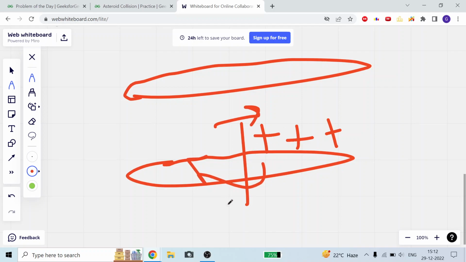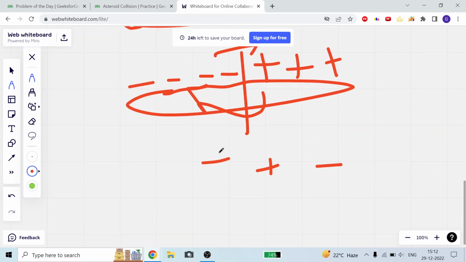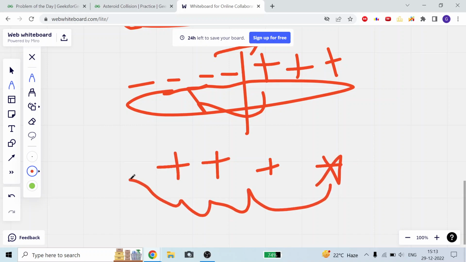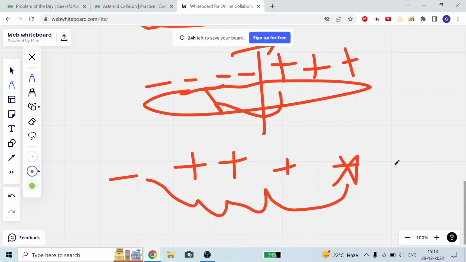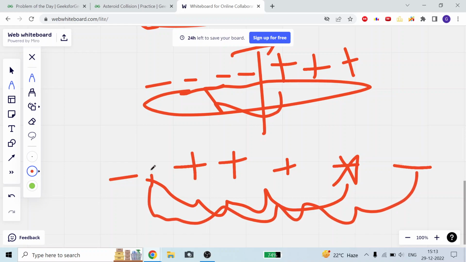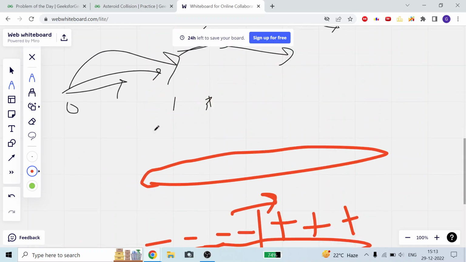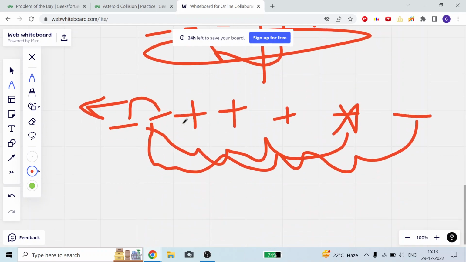So what will happen? This part will contain only minus elements, because after doing all the collisions, this is minus and this is plus. Suppose there are many plus ones: either it will explode, or it will pass through each of them and come here. Once it has passed all the asteroids in the array, it cannot meet any other element, because suppose there is one more negative element, then it will also come here. Now they both move in this direction, and as I told you, they cannot meet each other. So once an asteroid passes the whole array, it cannot meet any other element.